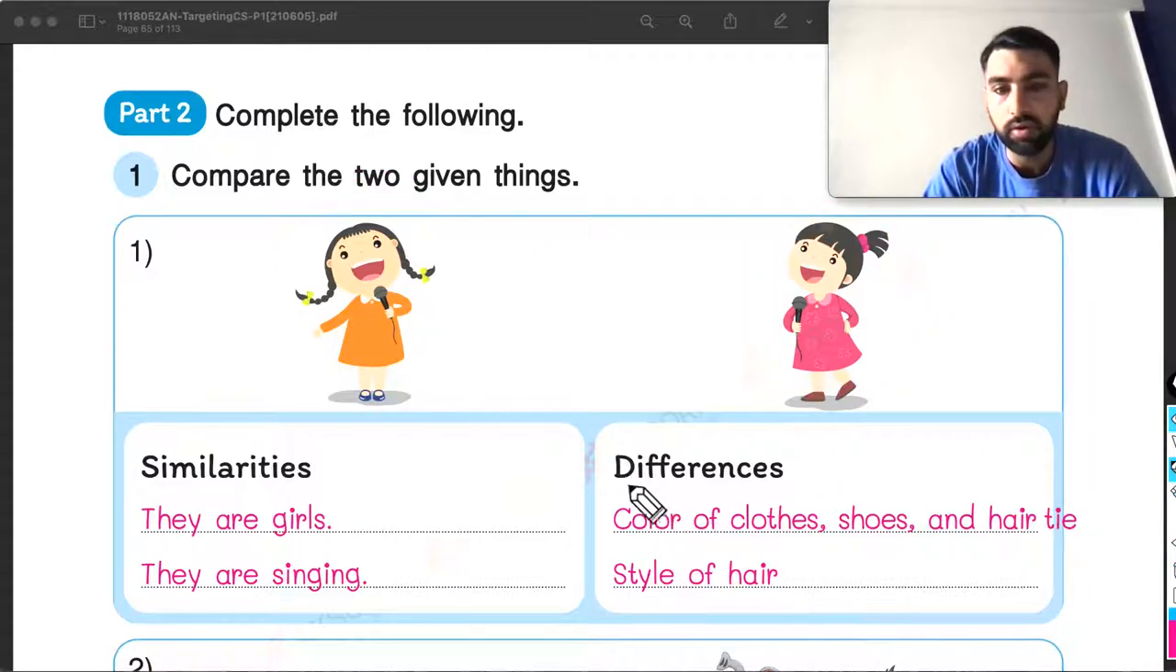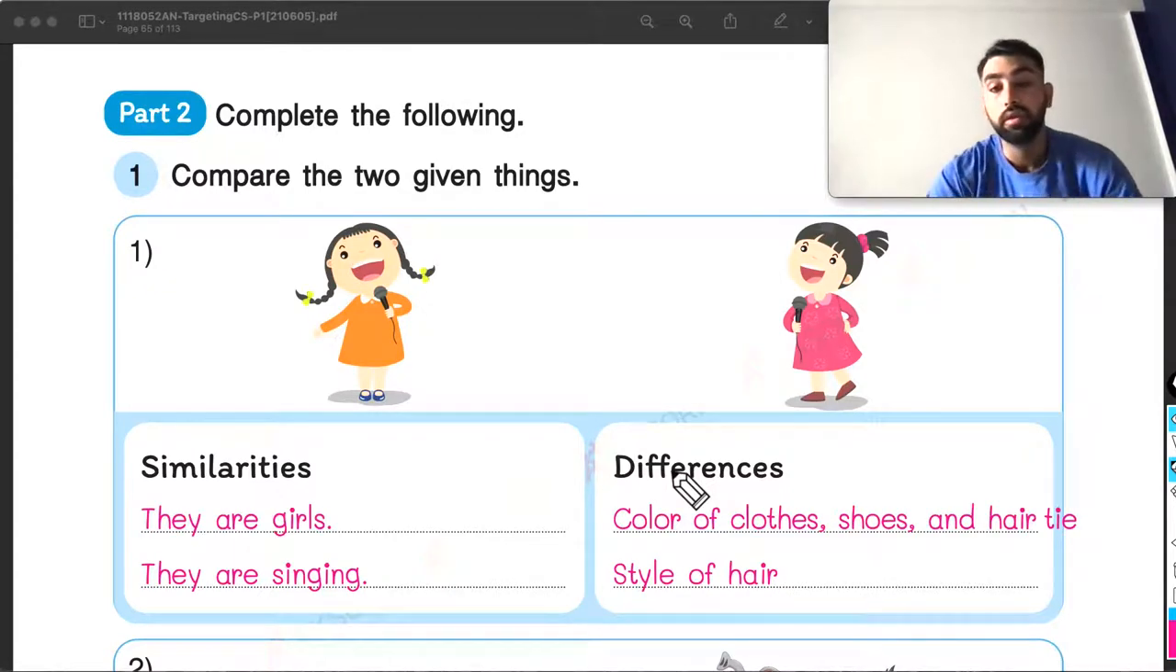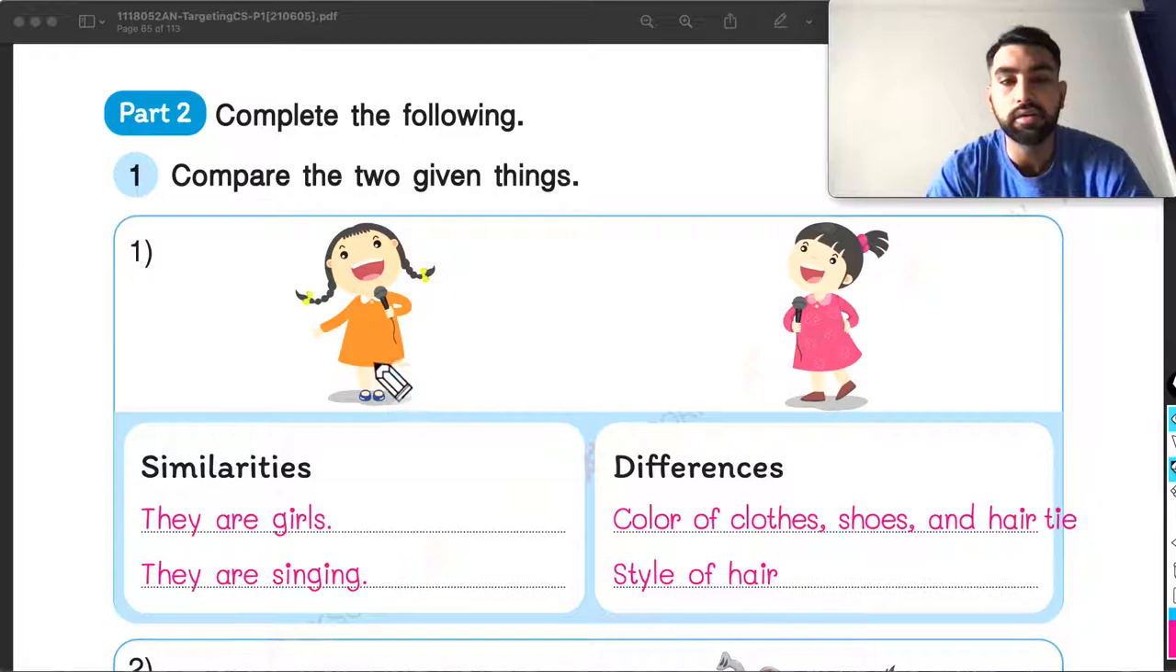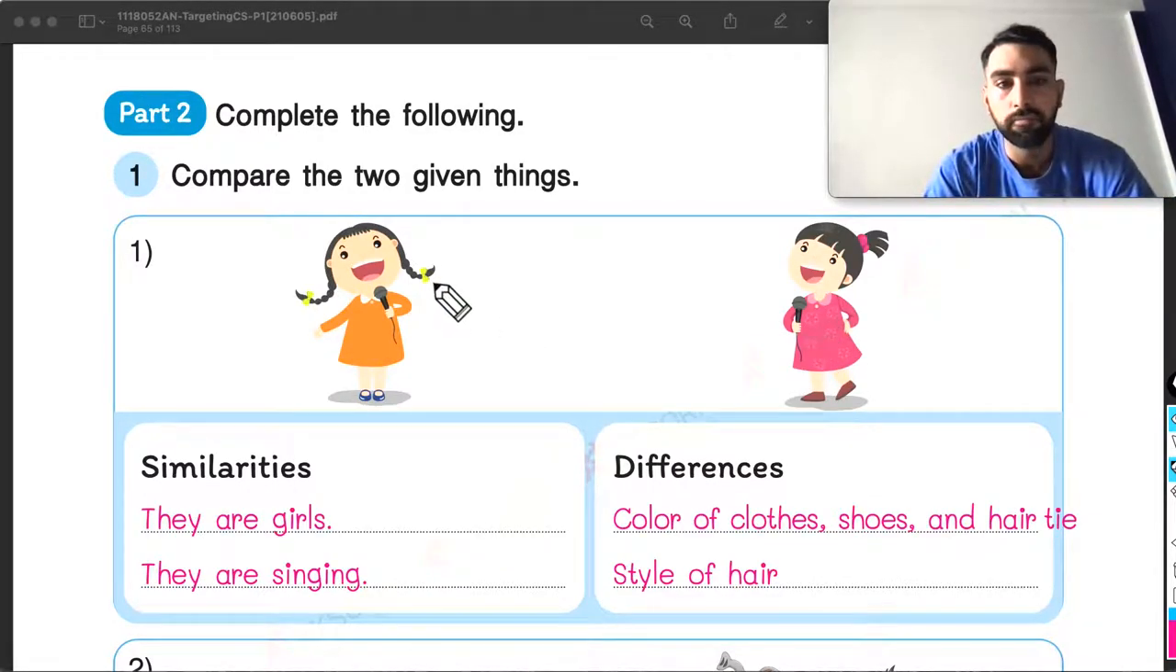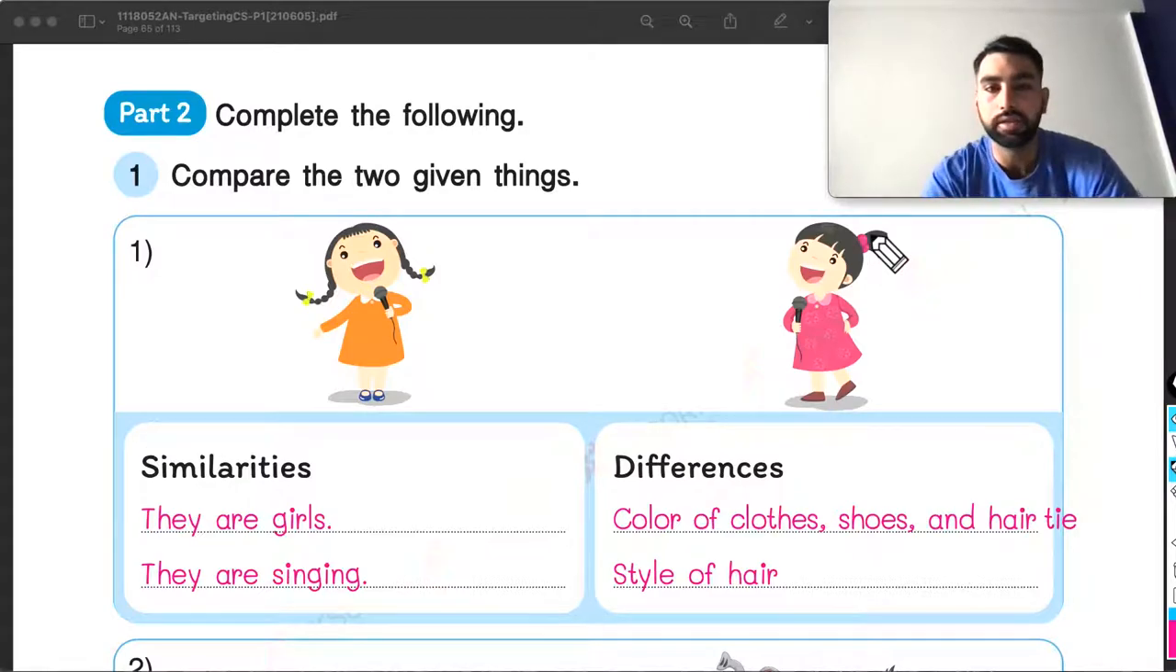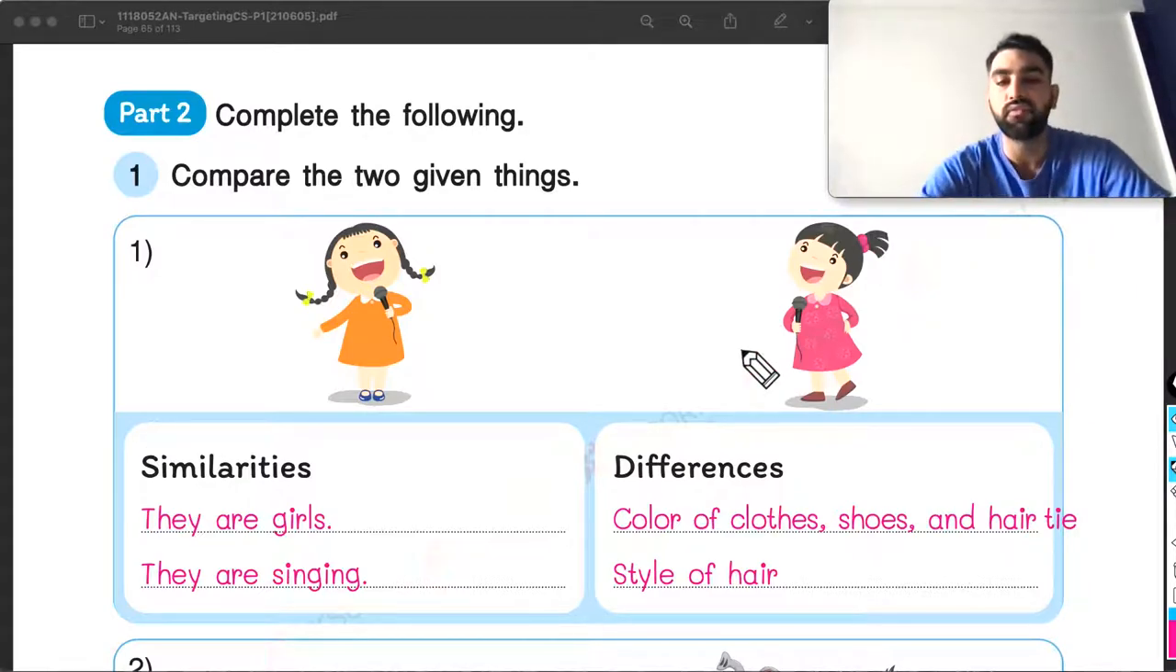The next one, what is the difference, what is not the same? The color of clothes, shoes and hair ties. The color of the shoes, as you can see, is brown and blue. The hair tie is pink and she has green. So these are differences. The hairstyle: she has two ponytails and this girl has only one ponytail. So these are the differences.